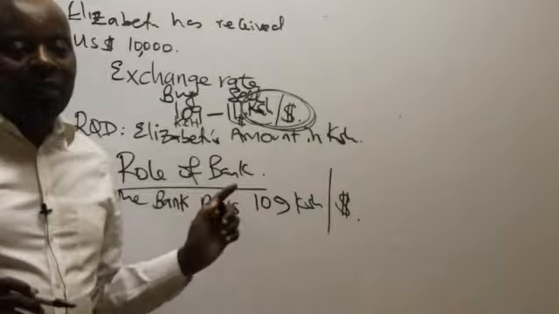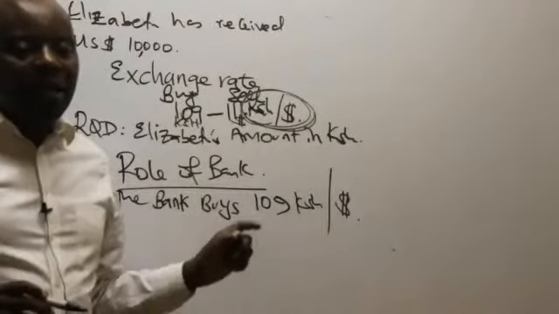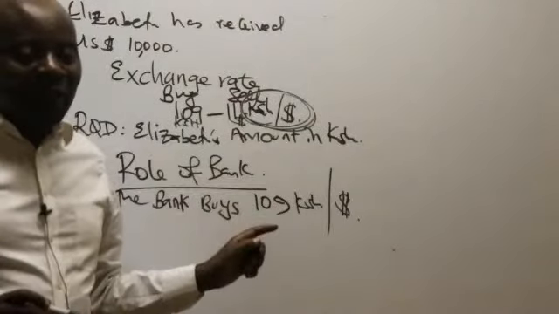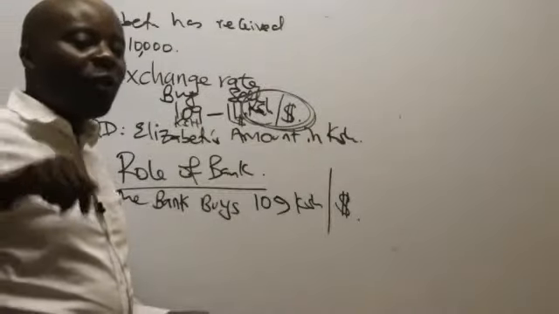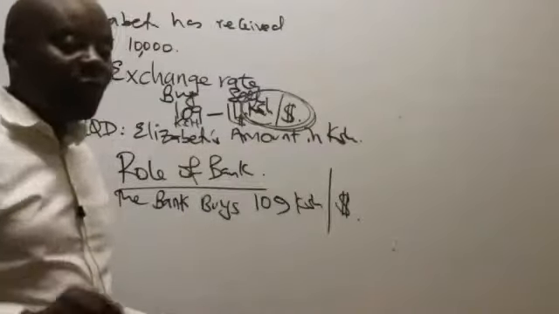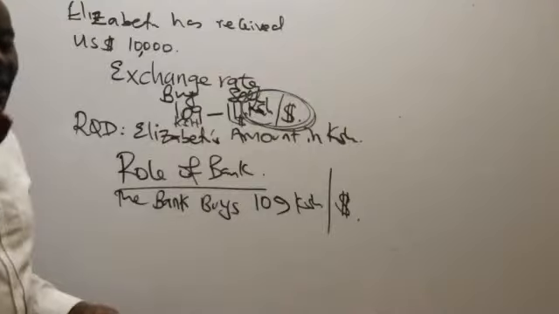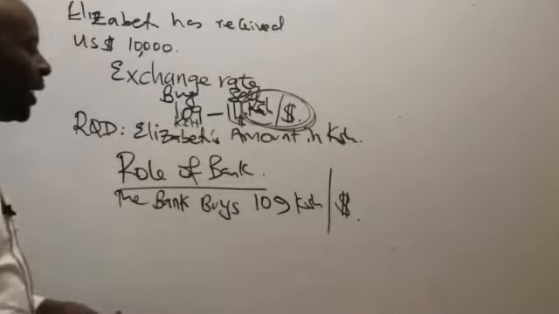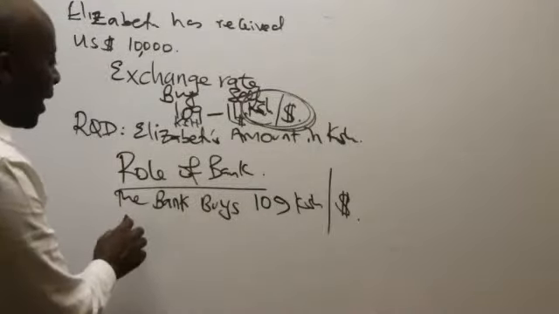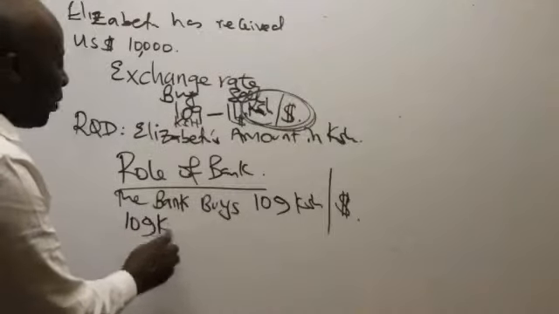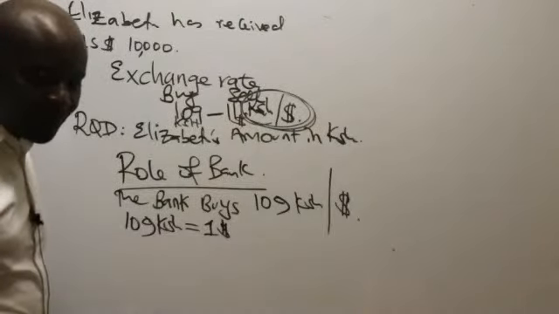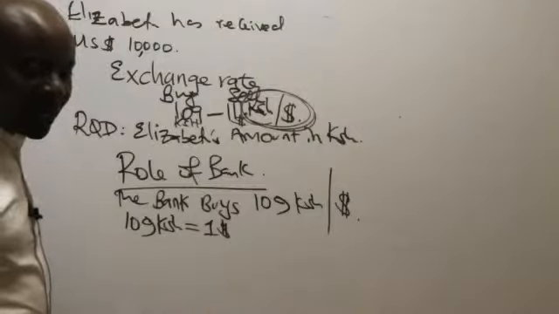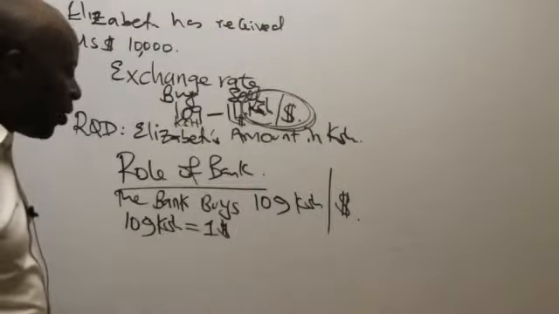Right? Now, of course, having ascertained the role of the bank, and I've been able to say, ladies and gentlemen, it is the buying rate of 109 Kenya shillings per dollar. Now I can go ahead and exchange. So if you go ahead and exchange for us, this will be 109 Kenya shillings equals $1.